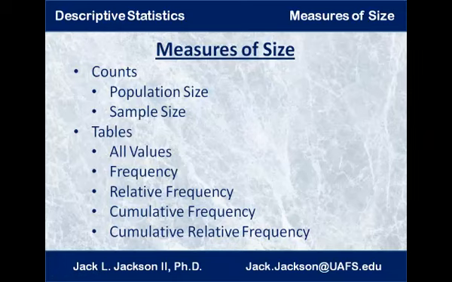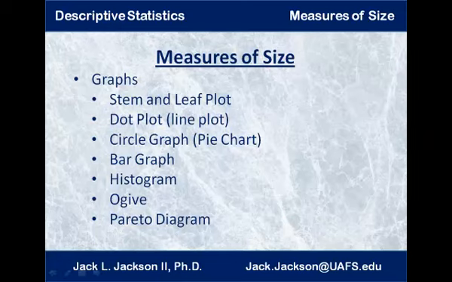So we'll be looking at counts, population size and sample size, also tables of all values, frequency tables, relative frequency, and cumulative relative frequency. We'll also be talking about different kinds of graphs: stem and leaf plot, dot plot, sometimes called a line plot, circle graphs, sometimes called pie graphs or pie charts, bar graphs, histograms, Ogive and Pareto diagrams. So we'll be looking at all these different types of representations of data.